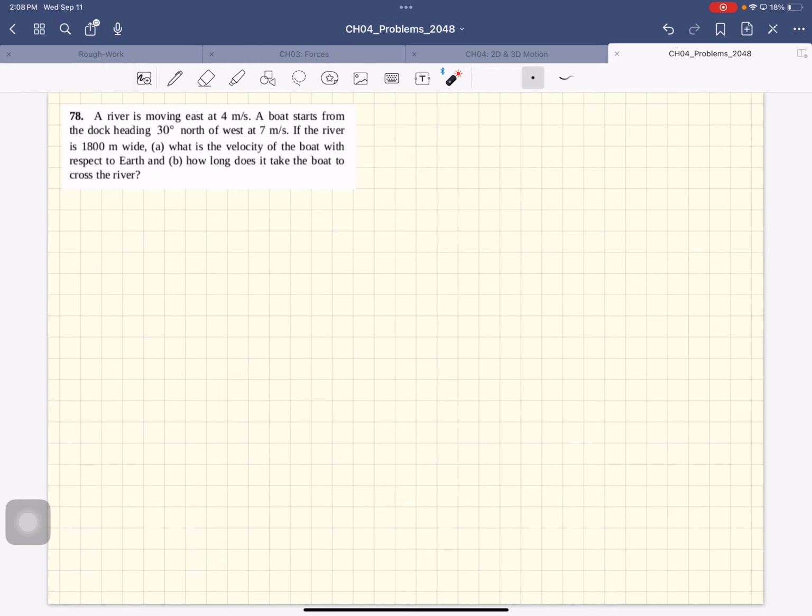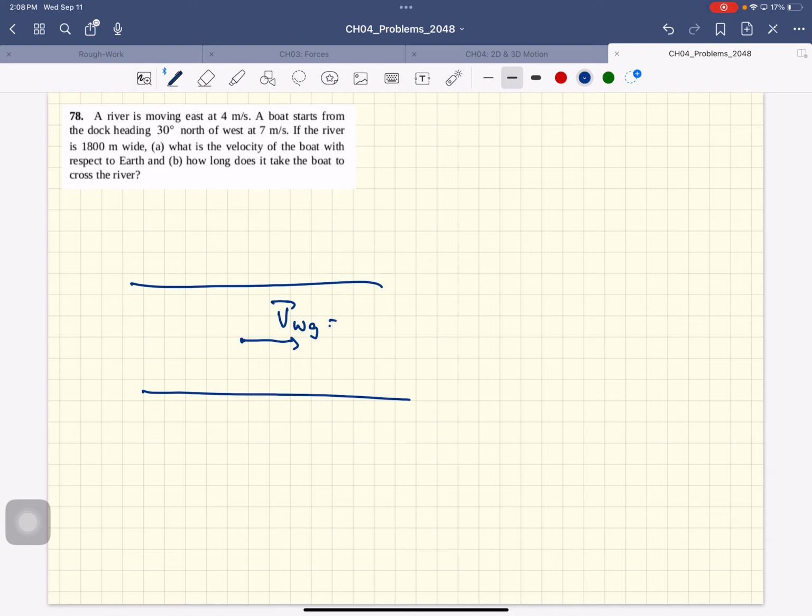So it says a river is moving east at 4 meters per second. So that's the velocity of the water. The velocity of the water with respect to ground is 4 meters per second, again in that direction. So the velocity of the water with respect to ground is 4i plus 0j, and everything is in meters per second.